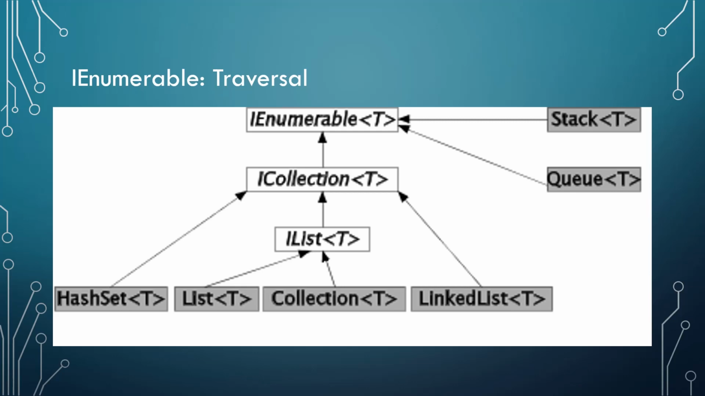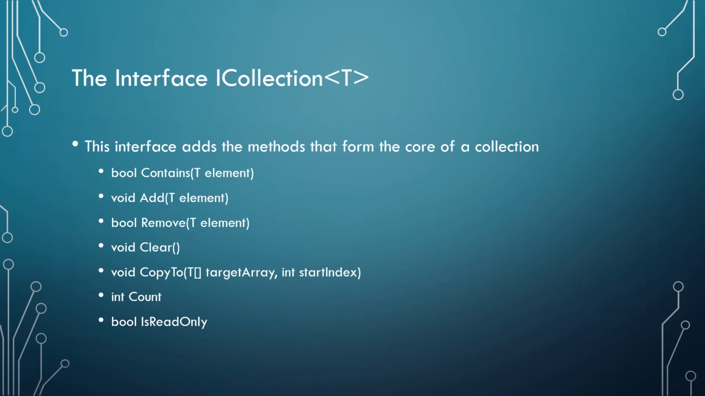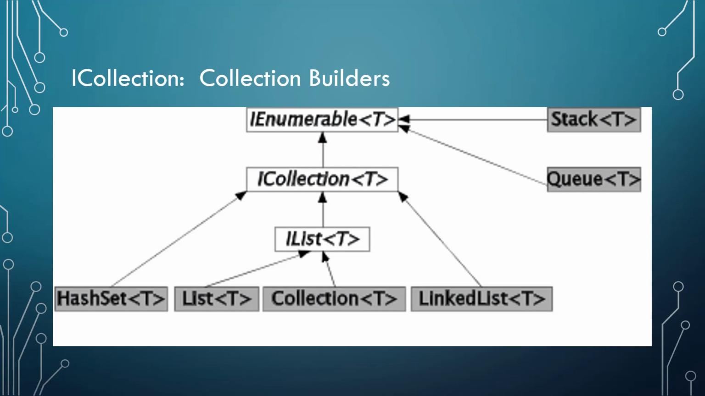Next, we'll look at the ICollection. So the interface ICollection, this is essentially the heart of the collection. You can look at the methods that it makes: contains, add, remove, clear, copy to, count, is read-only. Essentially, the basis of the collection itself is expressed in the ICollection interface. So, IEnumerable, the ability to traverse the collection. ICollection, the heart of the collection itself, the collection of items, how to add and remove items from the collection.